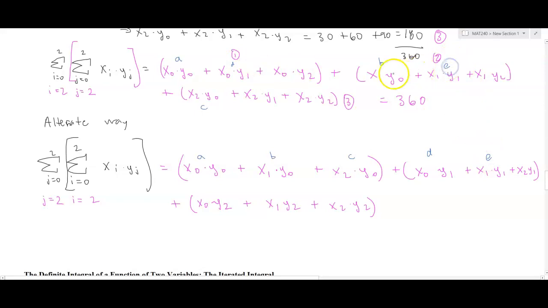So you can see that we're adding the same terms, but we're taking one term from each of these parenthetical expressions at a time and adding them together down here. And then now we have x0, y2, which I'll just call G. So there's G plus H, x1, y2. There's H right there. And plus, we'll call this I. x2, y2 is right there. And you can see that we've added together all the same terms. So this is going to come out to 360.